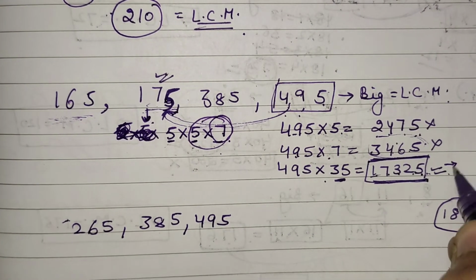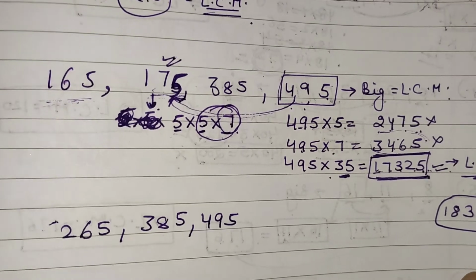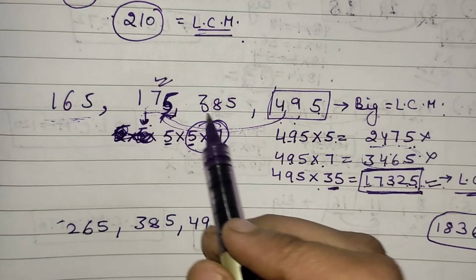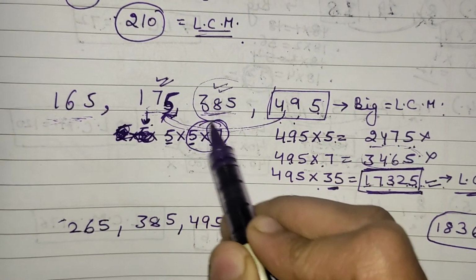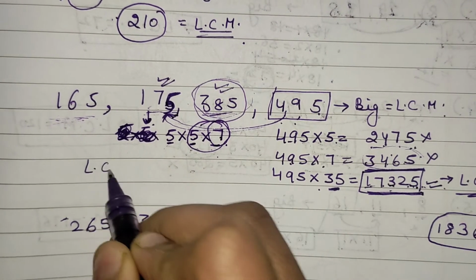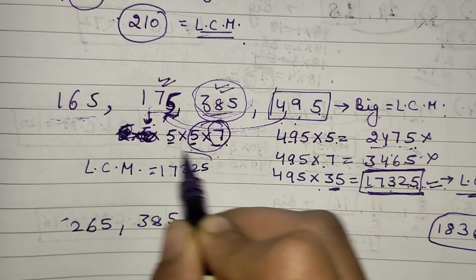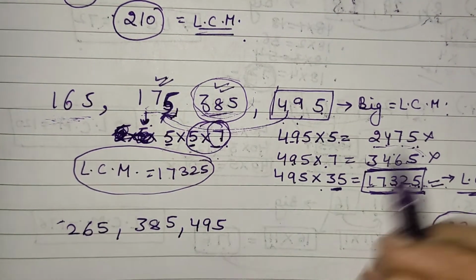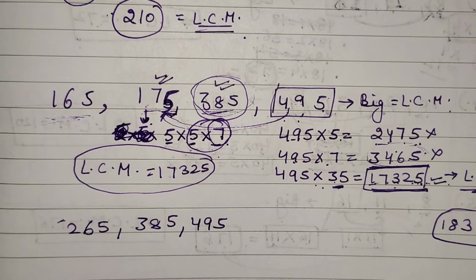So now imagine that this is your LCM. We are just imagining, we are not sure that this is my LCM or not. Now check whether 17325 is divisible by the next number, that means 385, or not. Yes, it is divisible. So my LCM is going to be 17325. Obviously it is divisible by 495 because it is a multiple of 495.